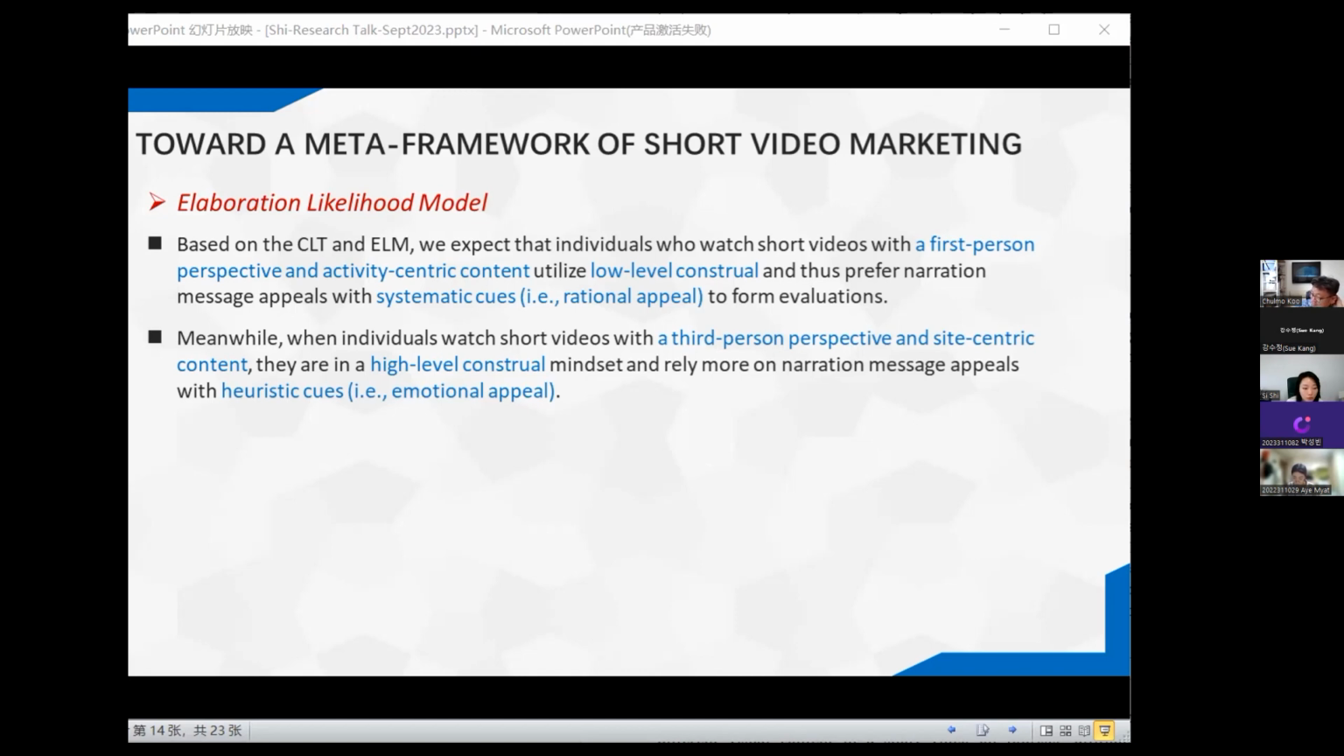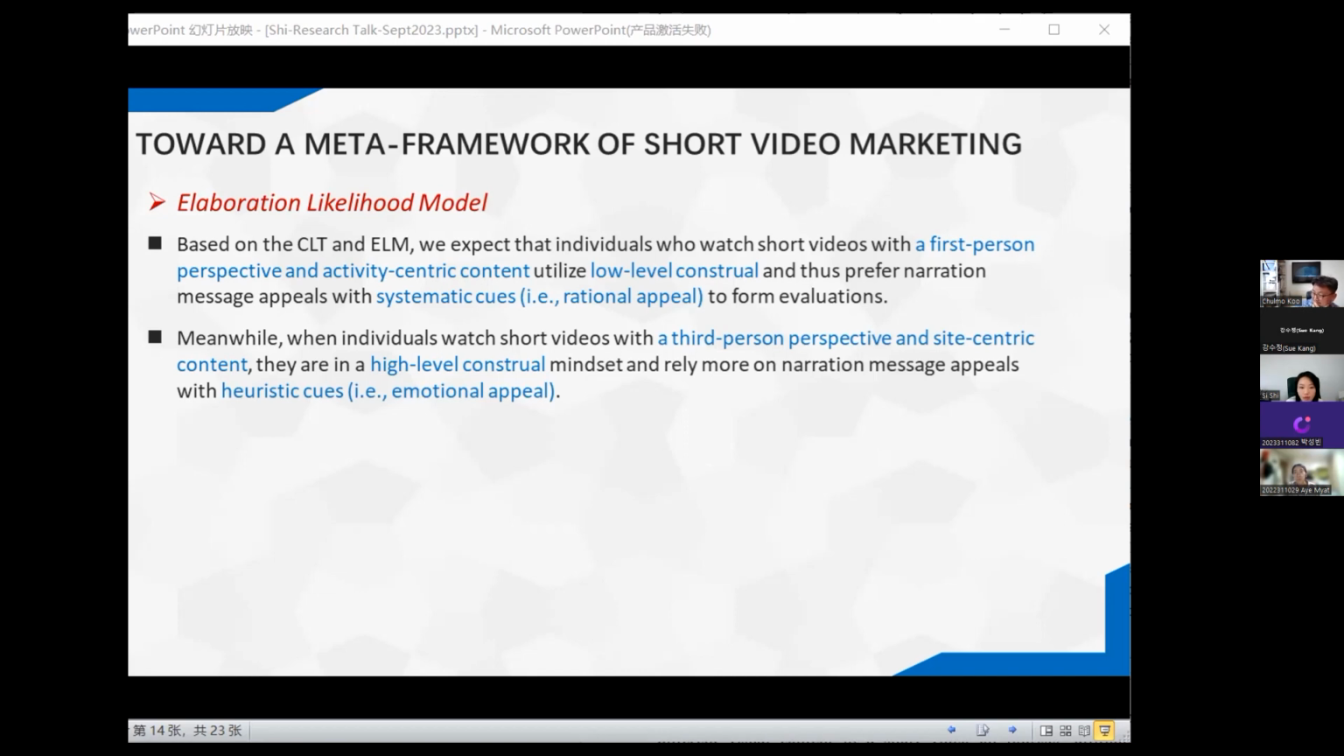And when they are watching short videos with third-person perspective and site-centric content at a high-level construal, they may rely more on narration message appeals with heuristic cues, that is, the emotional appeal. So in that case, the fit between the tourist construal levels and the information cues could enhance the persuasiveness of the marketing information.